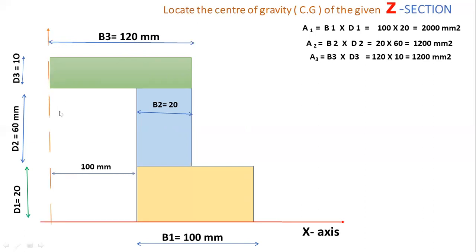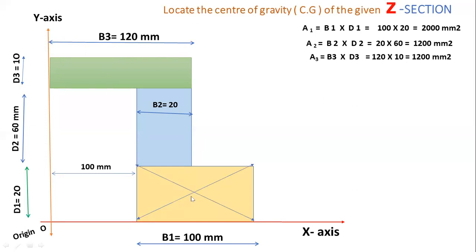Here you can observe the total base B3 equals 120 mm for the top rectangle. For identifying this gap, you have to subtract this 20 mm from this base B3. So 120 minus 20 equals 100 mm. This gap is 100 mm.